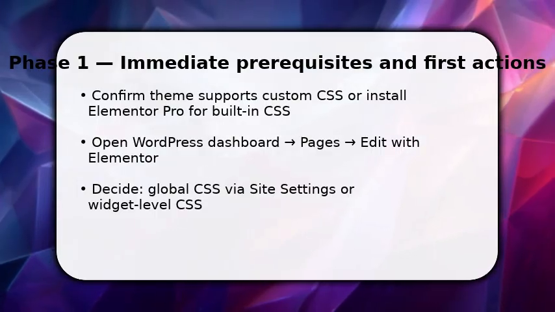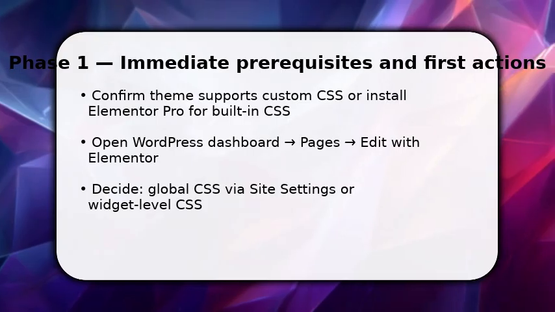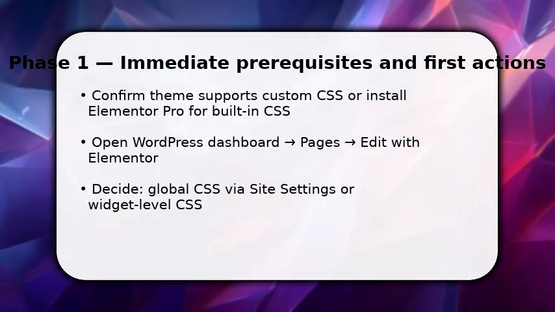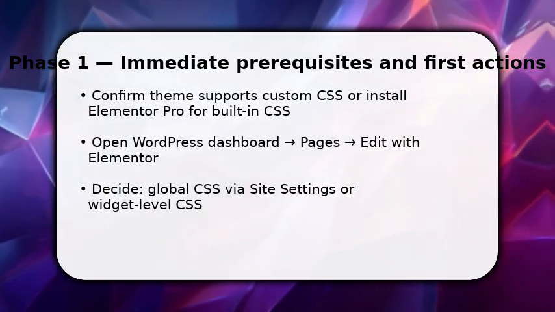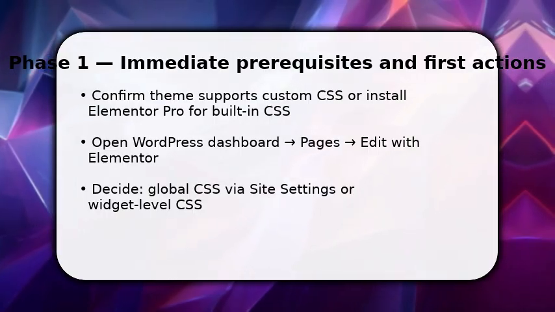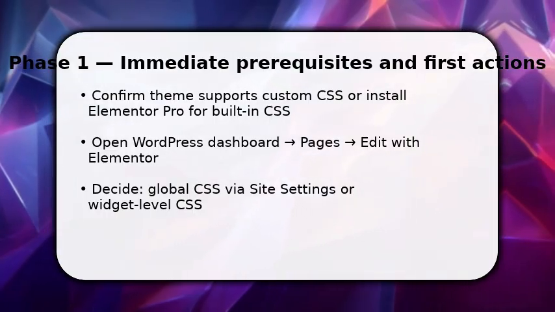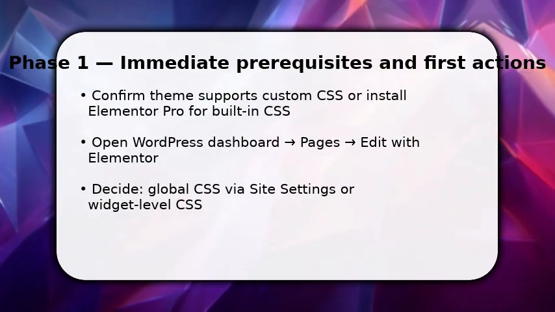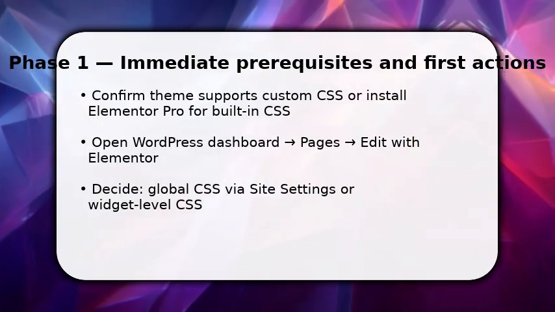You start by confirming prerequisites. Make sure your theme allows custom CSS or that you have Elementor Pro for built-in site settings. Once done, open the WordPress dashboard, go to Pages, and click Edit with Elementor on the page you'll change.